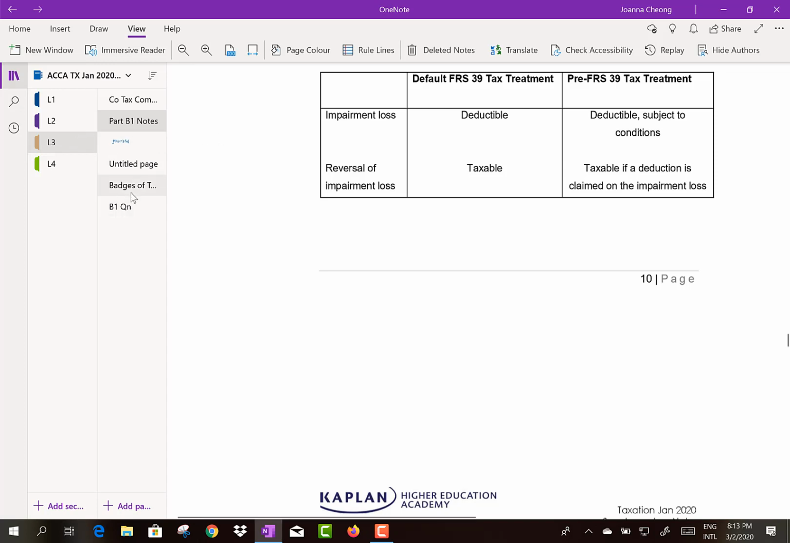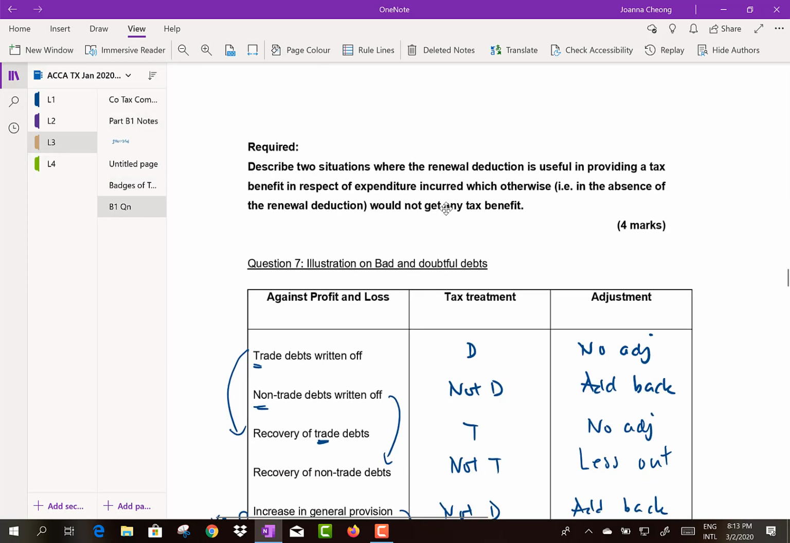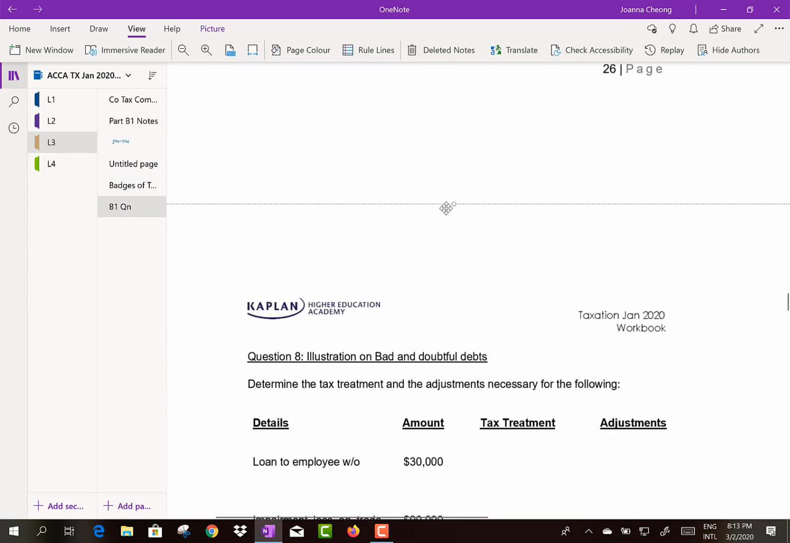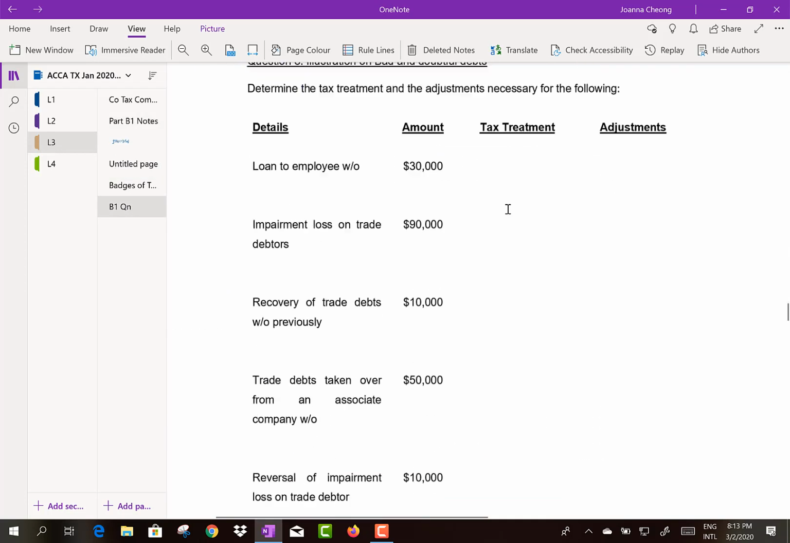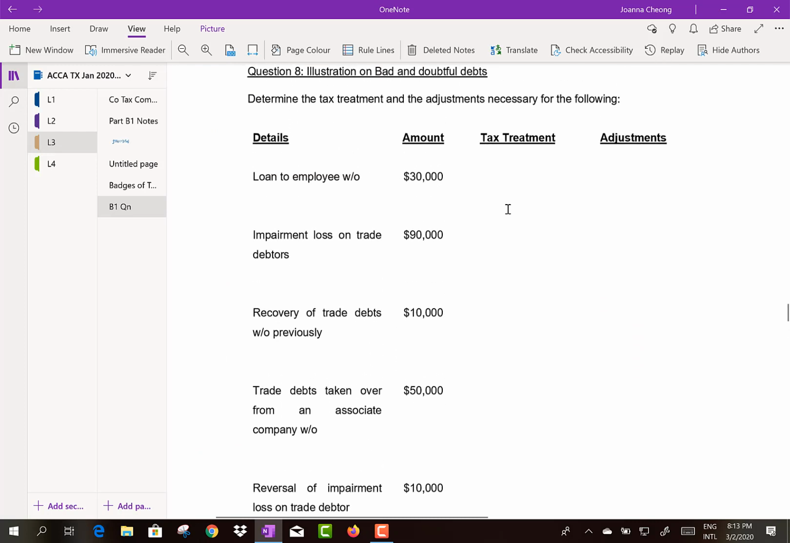Okay, so let us look at the question left behind before we go for a break. Okay, let us look at this question. Loan. Okay, what is this? Loan to employee written off. So we actually widen the scope a little bit. All right, loan to employee written off. Is it deductible?